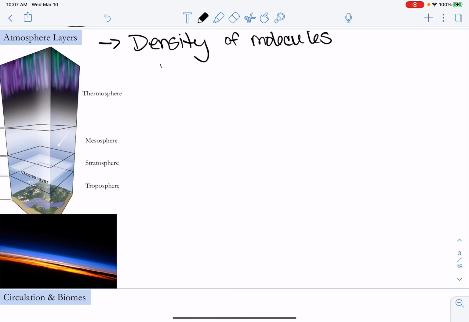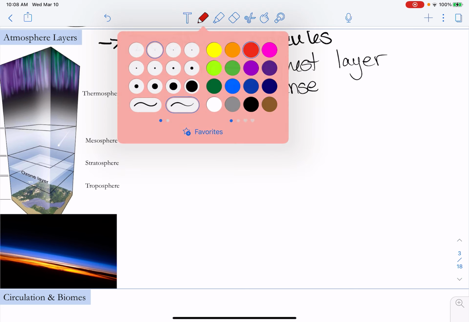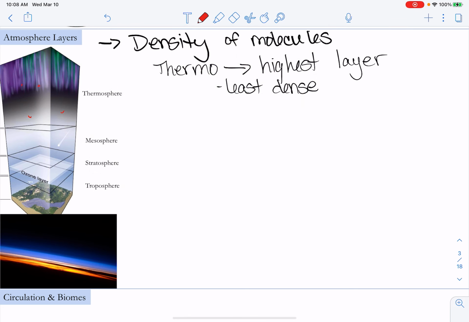So at the thermosphere, this is actually our highest layer. So it's the top layer of the atmosphere. You may have heard of many other layers, but we're just going to stick to these 4 because it's easier this way. So this is the highest layer. This is the least dense layer. So if we were to look at the little molecules up here, they would be spread out like this. So our little nitrogen and oxygen molecules are very far apart from each other here.